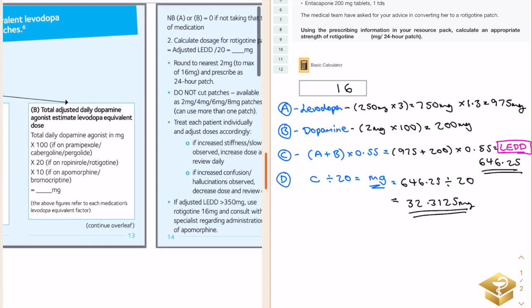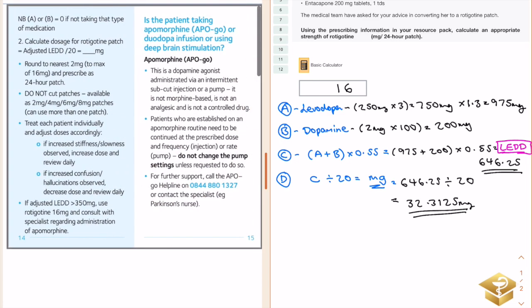However, in the resource pack, it states that you need to be aware of this, that the maximum amount of rotigotine that you can be prescribed in any 24 hours is 16 milligrams. So you have to default this down to 16 milligrams because we don't want to overdose the patient. The licensed dose that we're recommended to use is 16 milligrams.